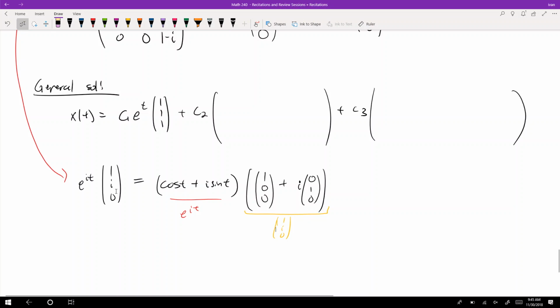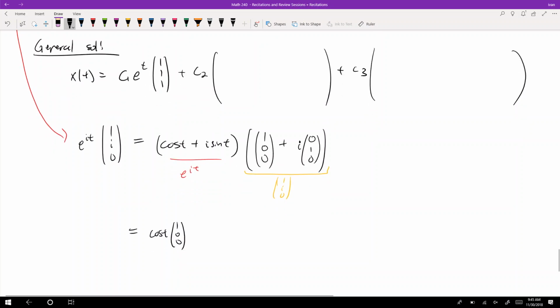So the next step is we're just going to FOIL them. First is cosine t times (1, 0, 0). Outer is going to be plus i cosine t times (0, 1, 0). Inner, plus i sine t times (1, 0, 0). And then last, the last 2 terms, you get an i squared, which is negative 1, so you get negative sine t times (0, 1, 0).